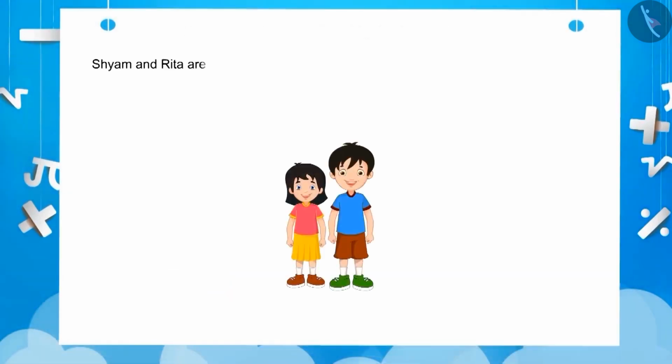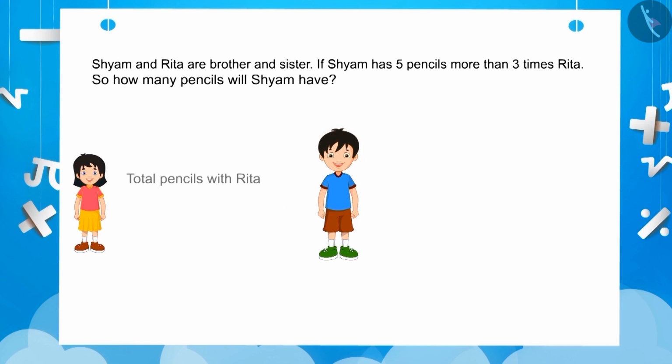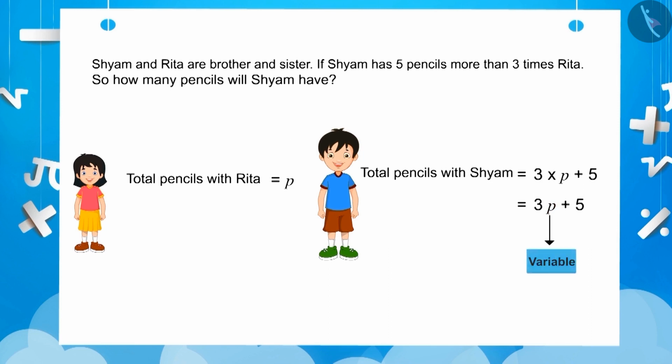Shyam and Rita are brother and sister. If Shyam has 5 more than 3 times the number of pencils with Rita, then how many pencils does Shyam have? Let us assume that the number of pencils with Rita is P. So, the total number of pencils with Shyam will be 3 multiplied by P plus 5, which is equal to 3P plus 5. In this expression, P is a variable amount. A variable is an English alphabet in an algebraic expression whose value keeps changing, that is, its value varies.